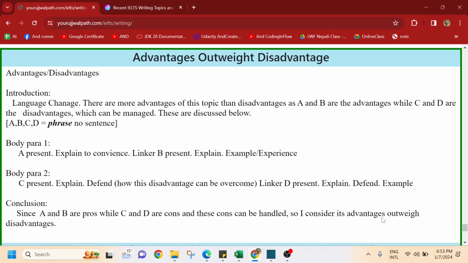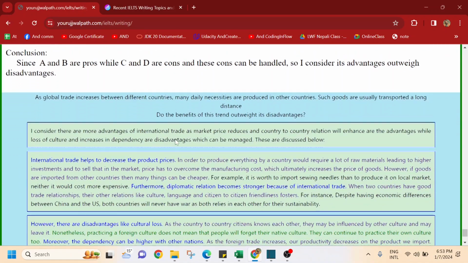So I consider its advantages outweigh disadvantages. This is a prototype, okay, like you can make it better than the prototype that has just been given over here. It has to be better, or at least equal to this format, just to make your marks better. And I do have a sample question over here.